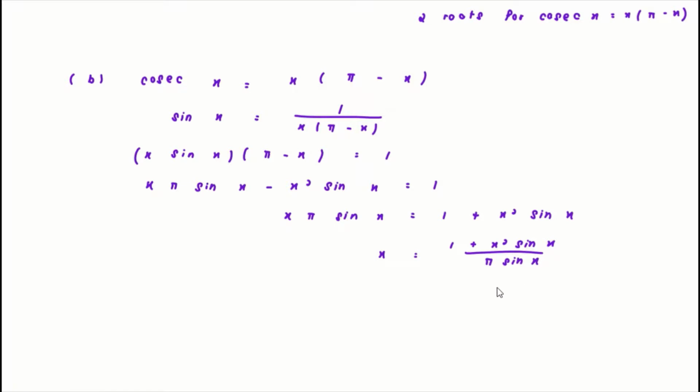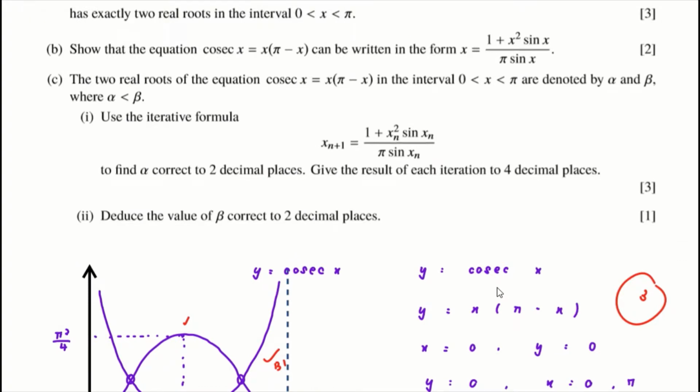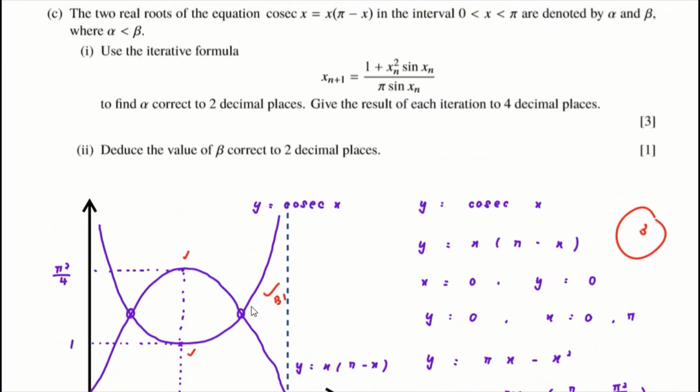Okay, so that's how you prove it. Okay, so now part C. This is iteration. There are two real roots in the interval from 0 to pi, as you can see here. Alpha is smaller than beta, so the first root is alpha, then the second is beta, because the question gives you that alpha is less than beta. So try to use the iterative formula to find alpha first.